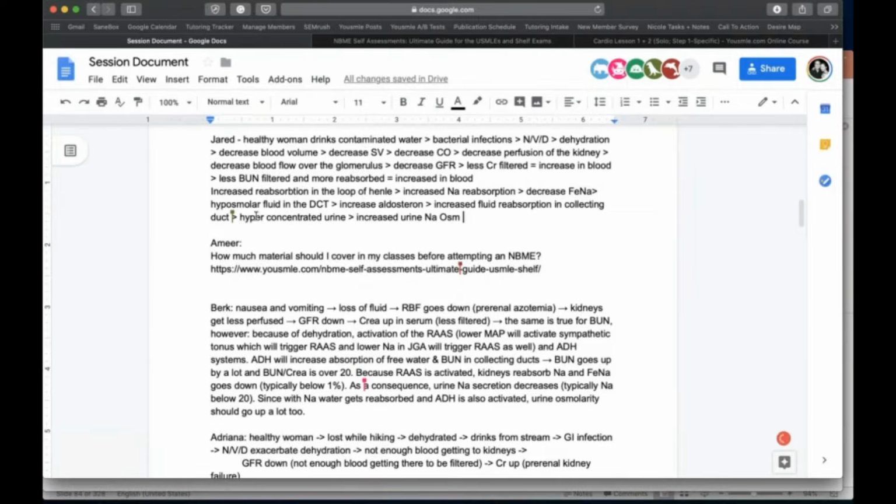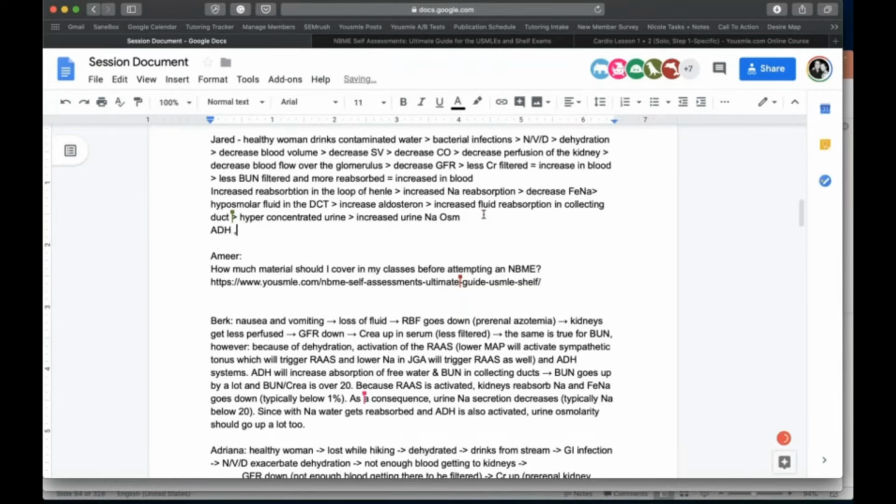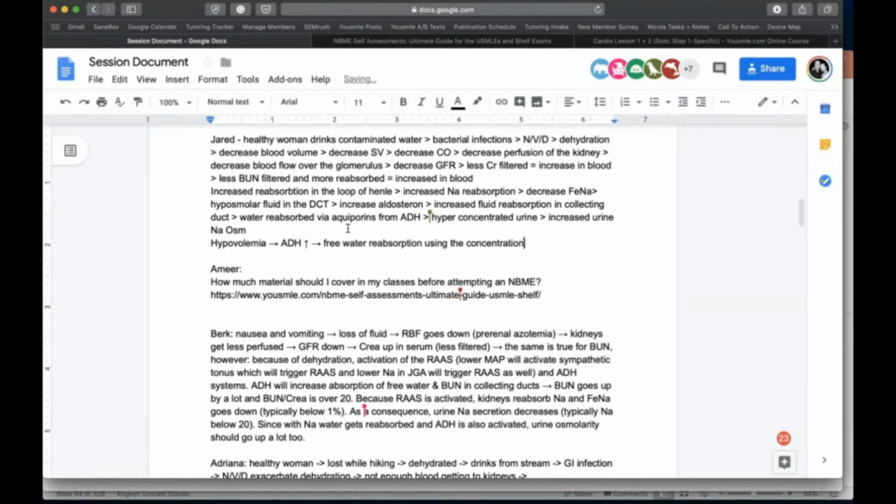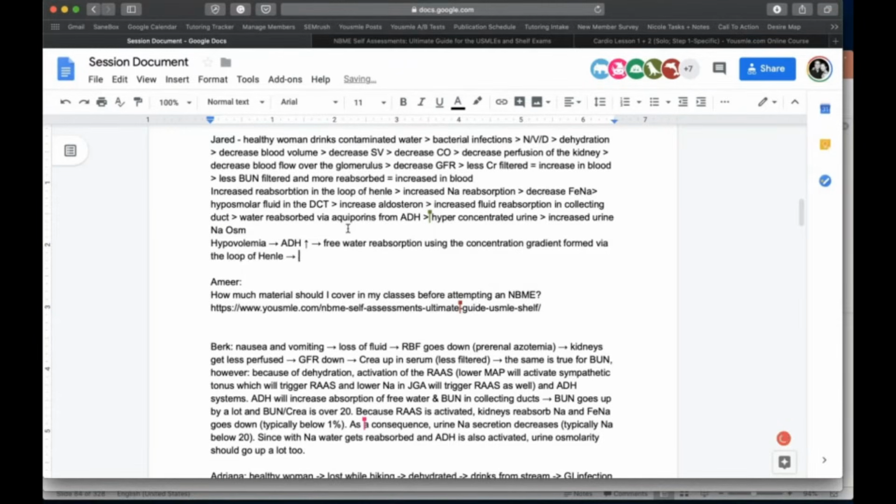Yeah. So what I want is, why is there hyperconcentrated urine? Why is the urine osmolarity high? That's what I'm not seeing here. The reason is because ADH is high. If you have hypovolemia, remember the typical response of ADH is to only respond to changes in serum osmolarity. However, if you're really hypovolemic, I think it's 15%, 20%, then you'll have ADH increase. That ADH increase is going to cause free water reabsorption using the concentration gradient formed via the loop of Henle. And that's going to cause high urine osmolarity.